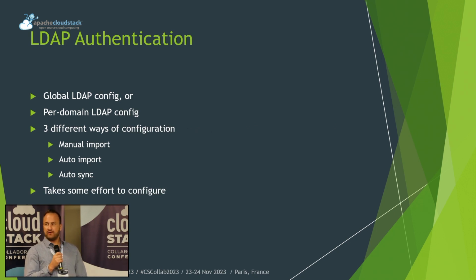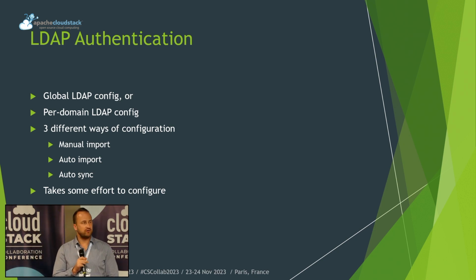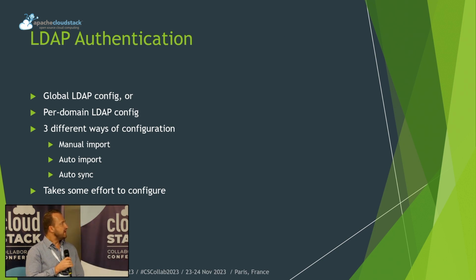Moving to LDAP. LDAP is, I'm assuming, actually the next thing which was introduced in CloudStack. We can have either a global LDAP configuration, which all domains, or actually users of all domains, will be using. Or you can also do a per-domain LDAP configuration so that different users in different domains can authenticate against different LDAP catalogs, which is sometimes a convenient and interesting way, especially if you're doing some kind of reseller business and this kind of stuff.